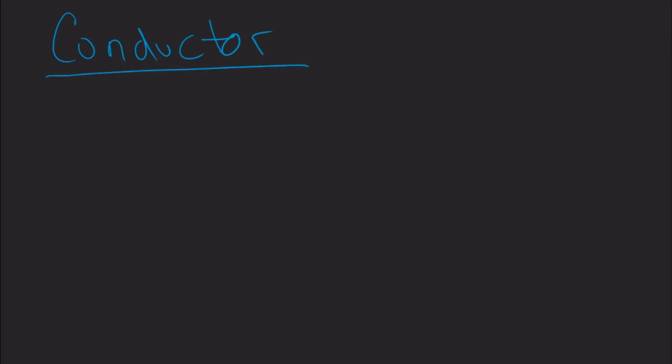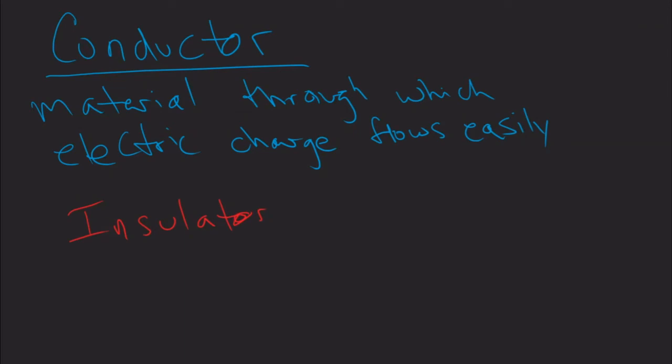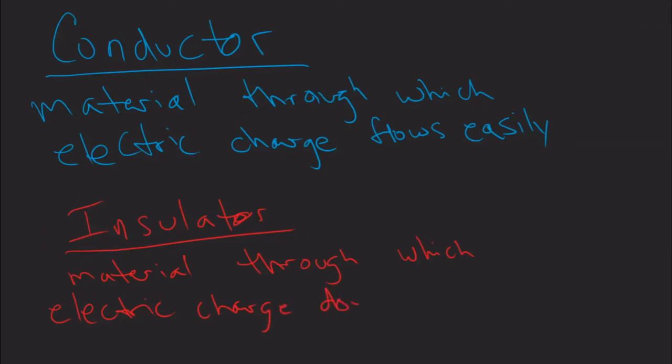Okay, so a conductor is a material through which electric charge flows easily. Okay, so it's a flow of charge. So in other words, it conducts, it can carry an electric current very easily. On the other hand, some materials are what we would call insulators. Well, they're going to do the opposite. They actually don't allow charge to flow very easily. Electric charge does not flow easily.